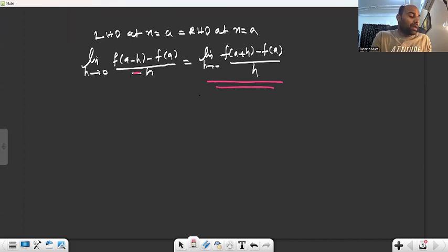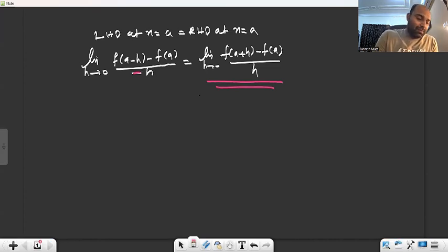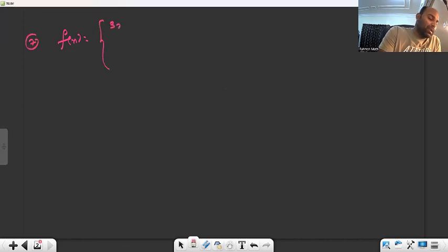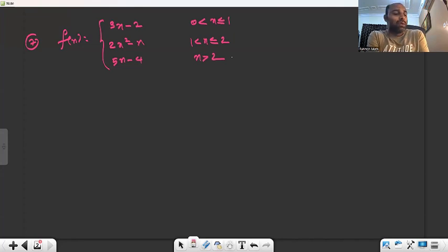We are starting. Please be ready. Question number 7, not differentiable at x equal to 2. First, you people write the function. F of x equal to 3x minus 2 for 0 less than x less than or equal to 1, 2x square minus x for 1 less than x less than or equal to 2, and 5x minus 4 for x greater than 2. This is what is not differentiable at x equal to 2.